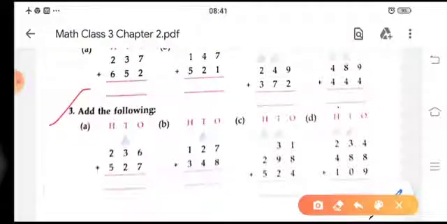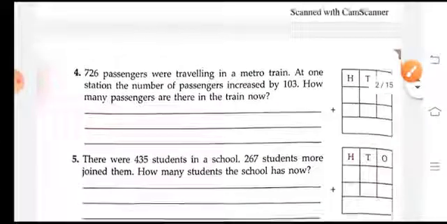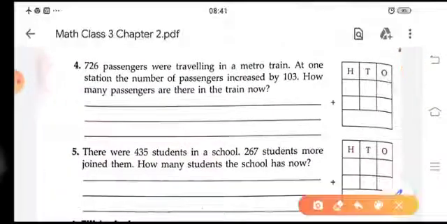Third, add the following. 6 plus 7, 13. Here the carryover is there. Then we take the carryover here. Then 3 plus 1, 4. 4 plus 2, 6. And 2 plus 5, 7. Okay, children, so do the other sums also in your copy. Then we'll move on to the next sum, that is the 4th.